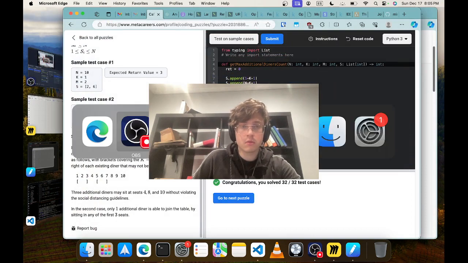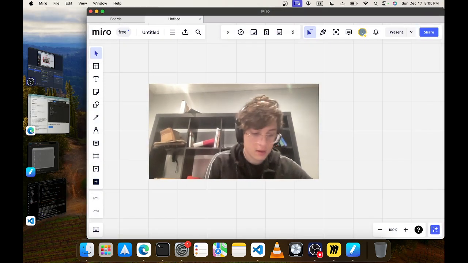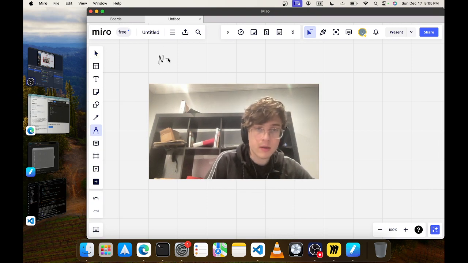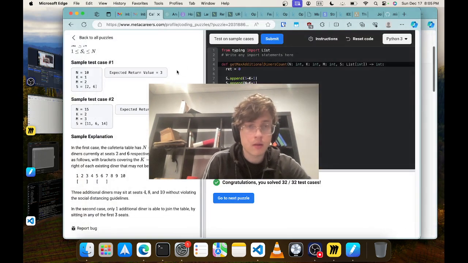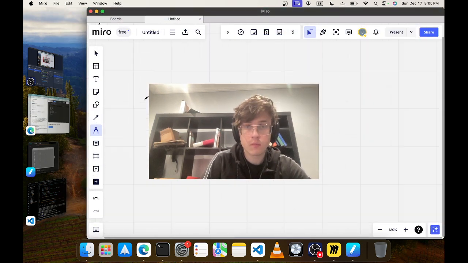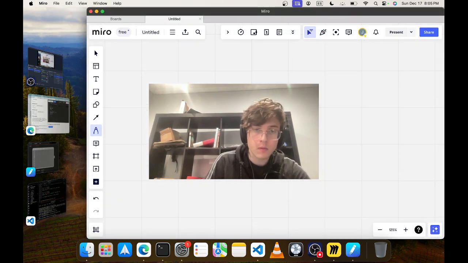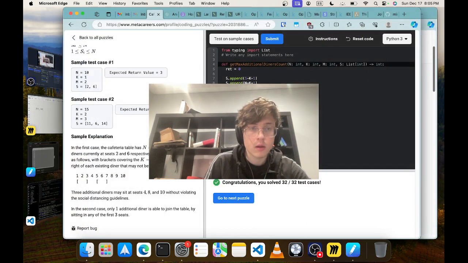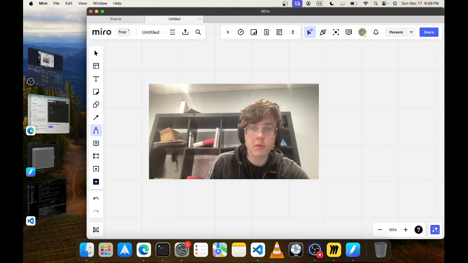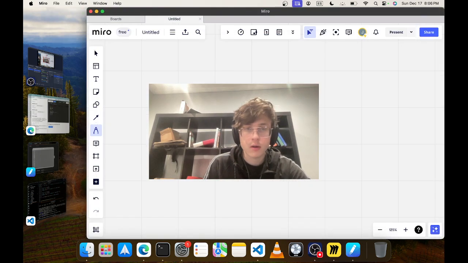So let me switch to this. Okay, so here we have n, let me switch to my pen. Okay, we have n equals 10. And then, oh, where did that go? There it is. Okay. N equals 10. And then we have k equals 1. And then we have m equals 2. Forget what all these letters are. And then s equals 2, 6. So there are 10 seats available.